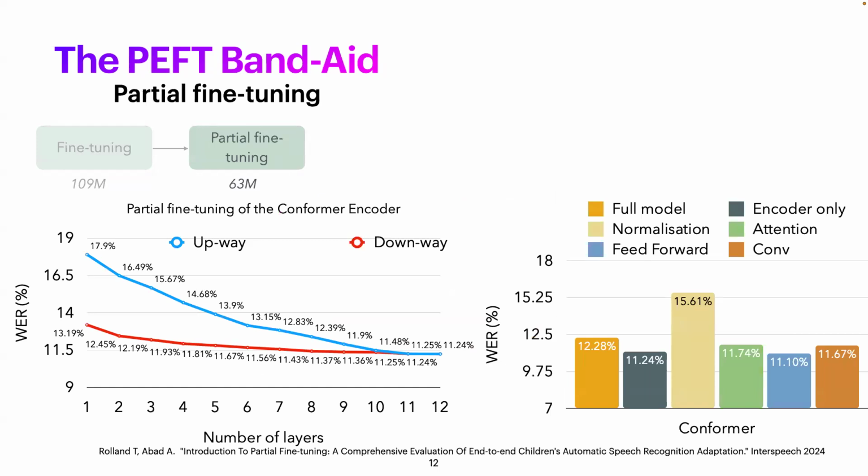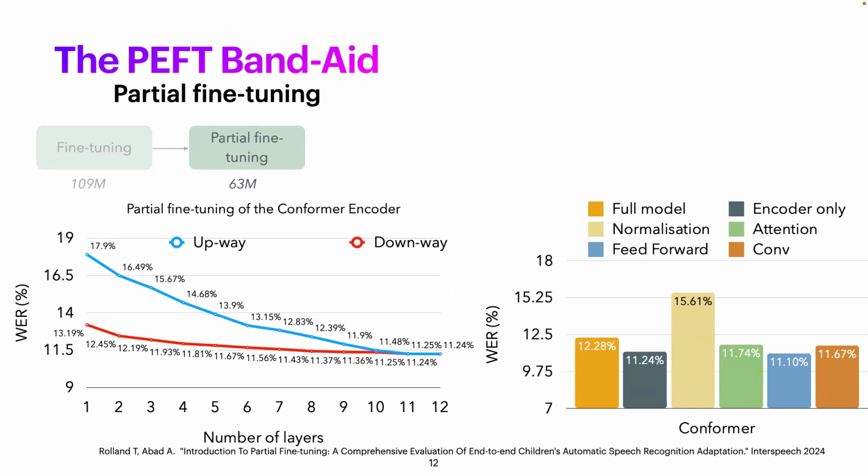We did a first experiment called partial fine-tuning. On the left, it's more or less regular: we fine-tune just some layers, for instance either the layers at the input of the encoder or the layers at the output of the encoder. What we saw is that, in our case, the layers at the output of the encoder were more important to fine-tune. But people have been using this for a while.